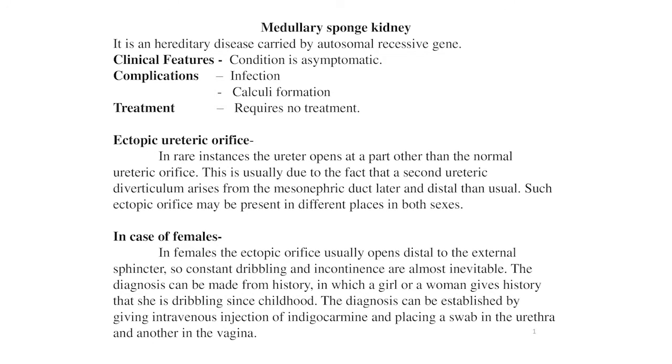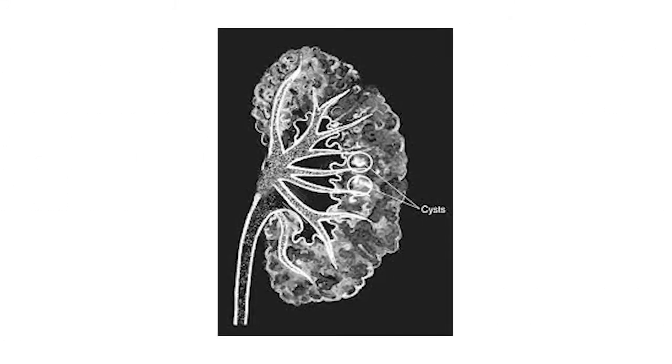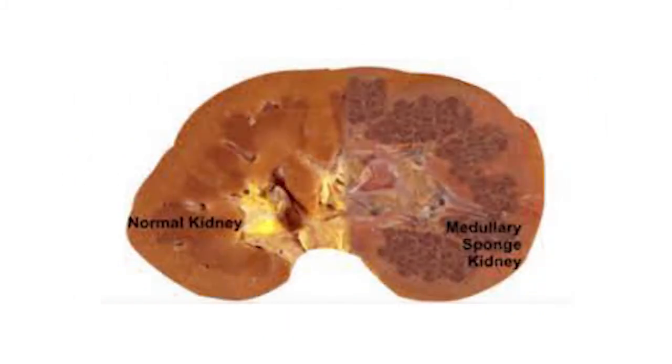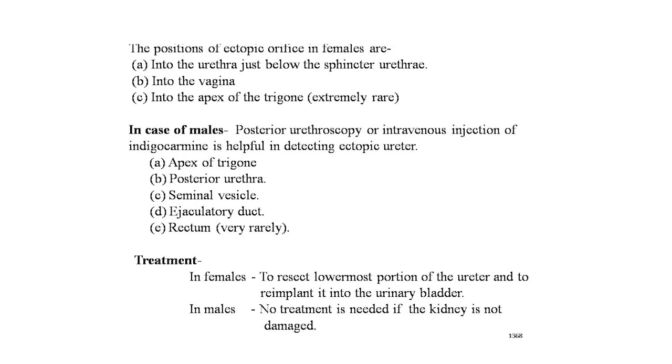Dear students, here is a picture of the medullary sponge kidney. You can see it on your screen. This is the transection of the medullary sponge kidney. Now, I am talking about the ectopic ureteric orifice. The position of the ectopic orifice in females is into the urethra just below the sphincteric urethra, into the vagina, or into the apex of the trigone, that is extremely rare.